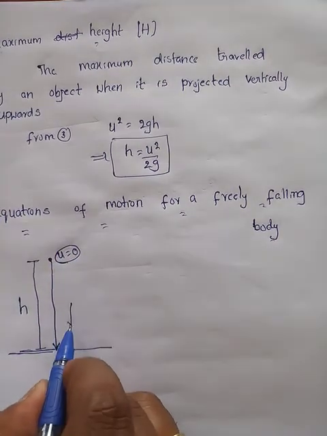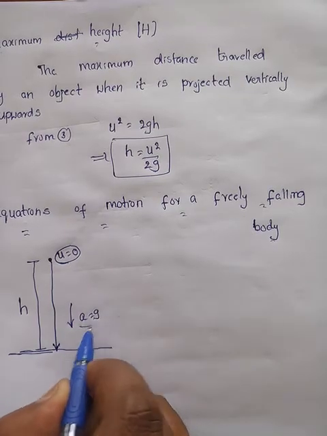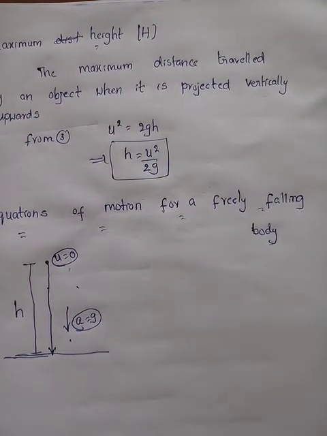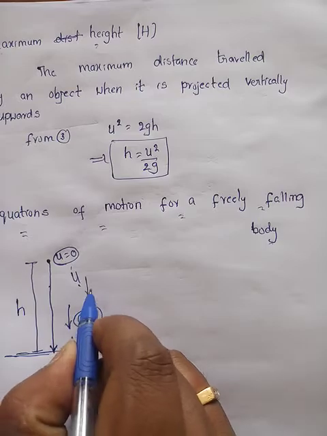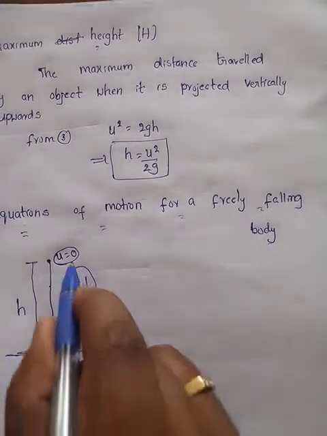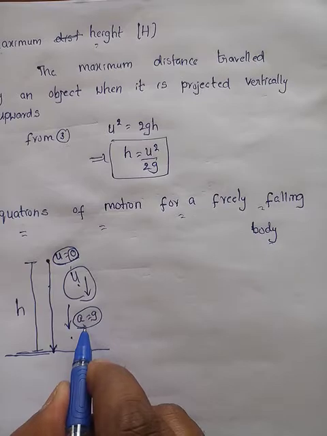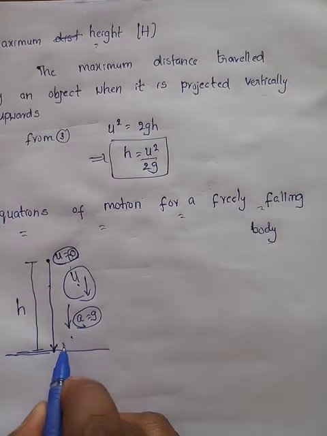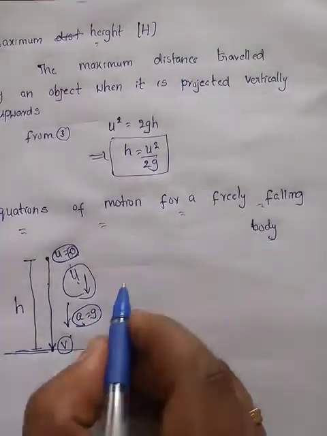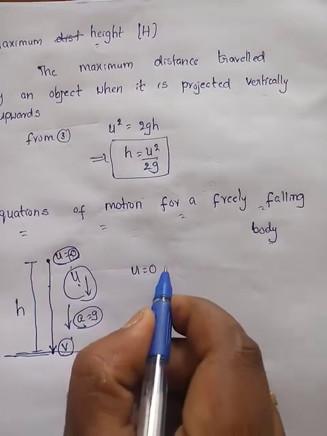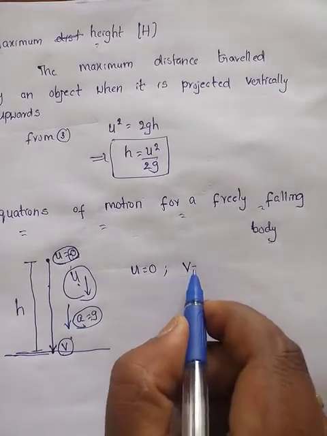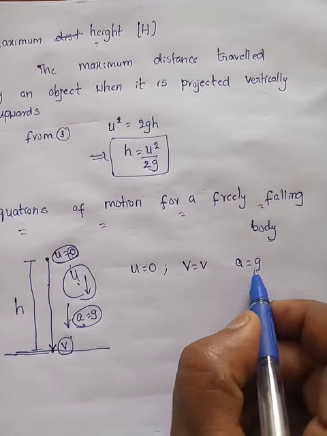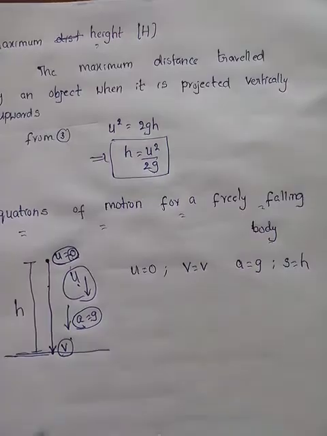Now, as we know, acceleration due to gravity is acting downwards, and the body is also moving along the same direction. Both are along the same direction. What happens? The velocity keeps on increasing and it strikes the surface. Initially it is 0, but it is acting under acceleration due to gravity. So the velocity keeps on increasing and finally hits the surface with velocity v. So for a freely falling body, the initial velocity is 0, the final velocity is v, acceleration a equals g, and s equals h.